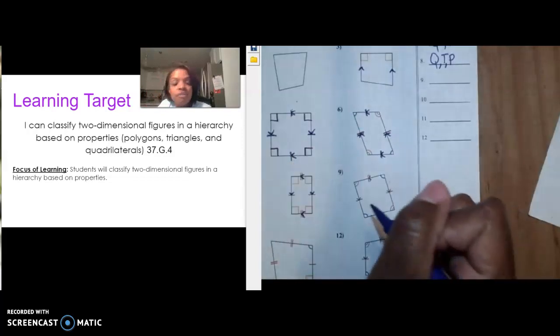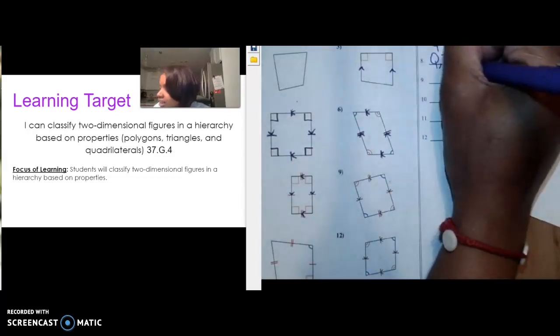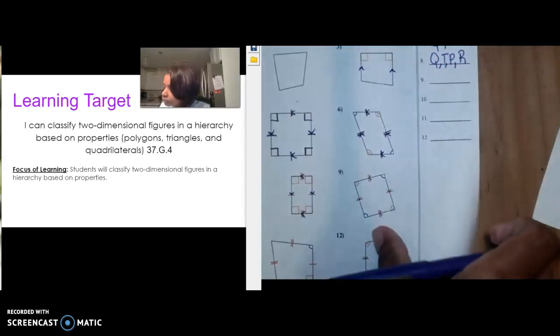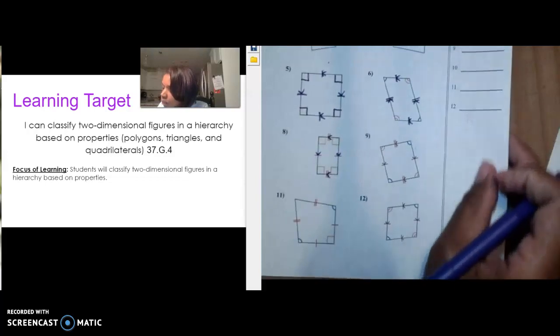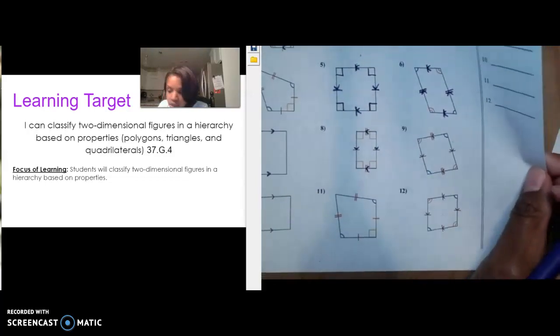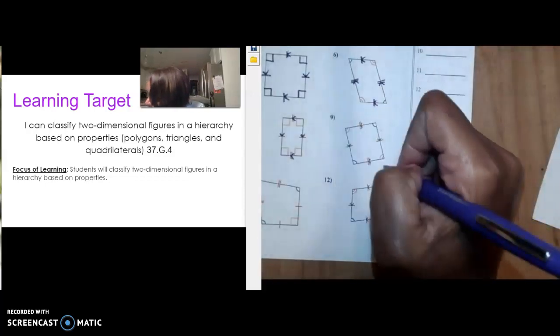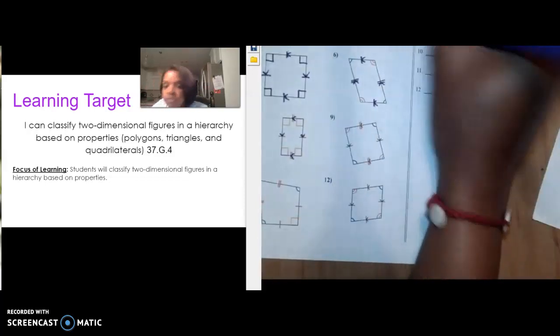But it does have 4 right angles. So because it has 4 right angles, it is a rectangle. All right, next one, number 9. All right, so one thing that I noticed is, of course, it is a 4-sided shape.